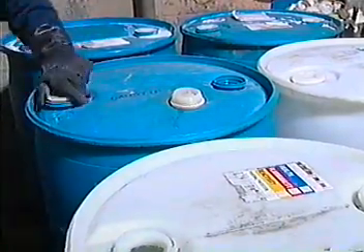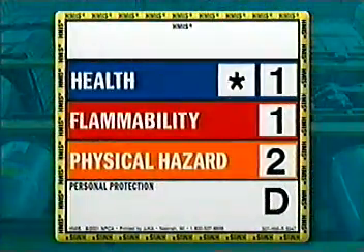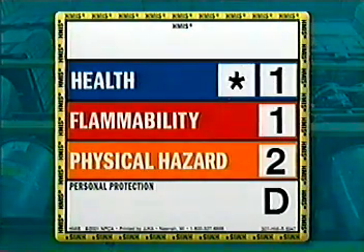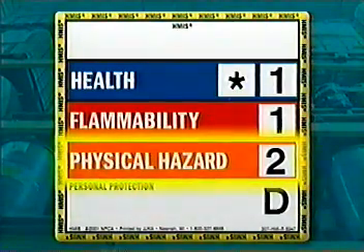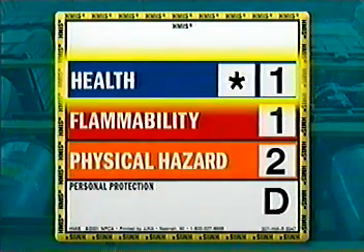The HMIS is the most popular standard for chemical labels. It is a 5-part rectangle with 3 color-coded sections, each representing a particular type of hazard: orange for the physical hazard, red for the flammability hazard, and blue for the overall health hazard.